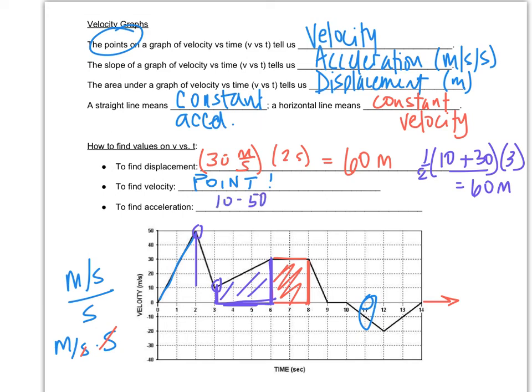It's going to be negative meters per second. And then my run is just from 2 to 3. It's just 1 second. And so I have negative 40 meters per second over 1 second. So my acceleration is negative 40 meters per second squared. Again, my slope should tell me an acceleration.